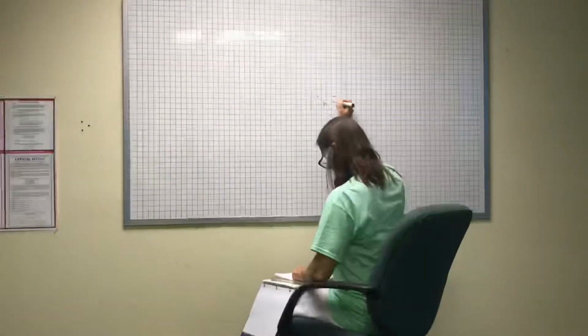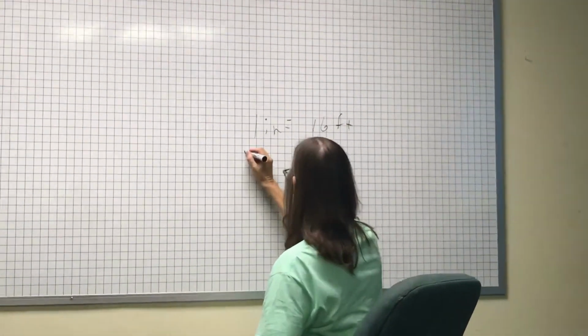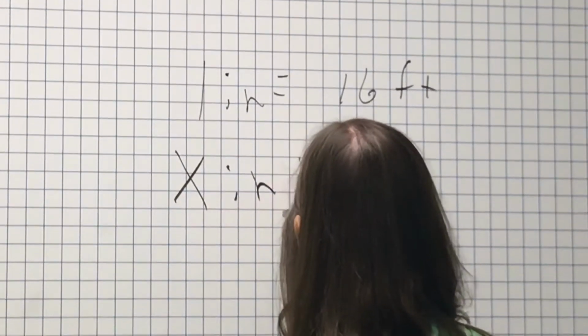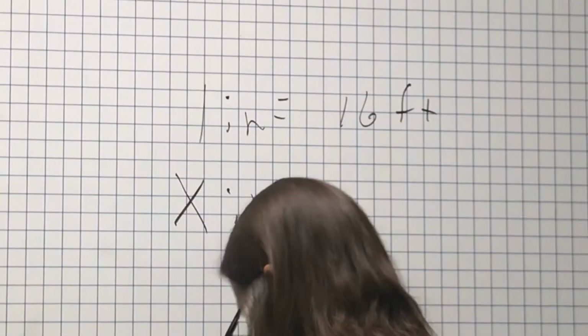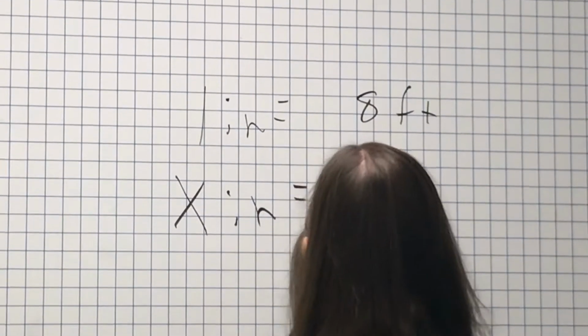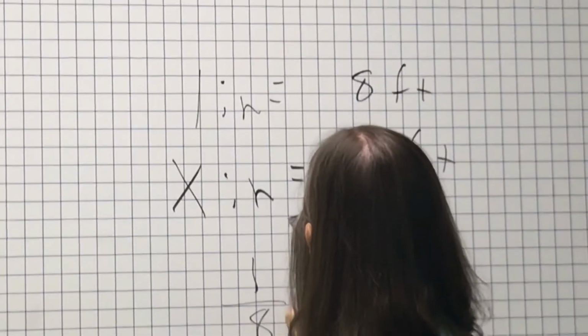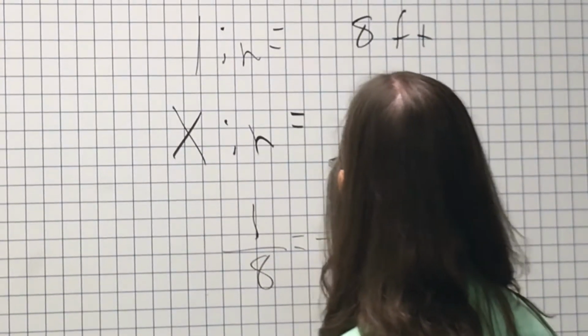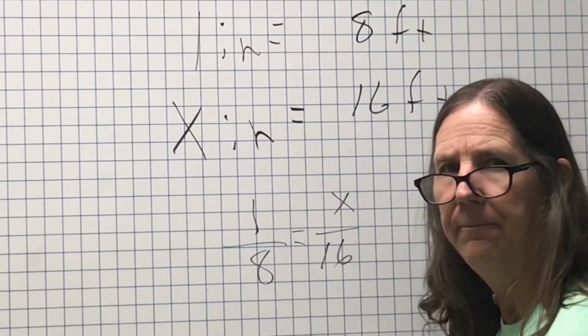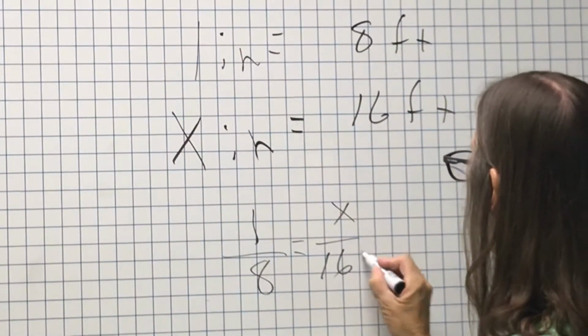So let's do that on the board. 1 inch equals 8 feet. So how many inches is going to give us 16 feet? Set up a proportion. 1 to 8 is equal to the unknown to 16. Okay? 1 inch is 8 feet. So how many inches will be 16 feet? Cross multiply.